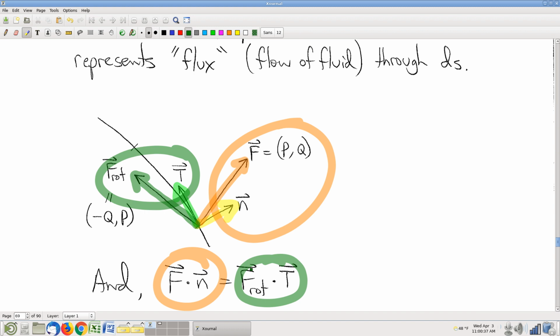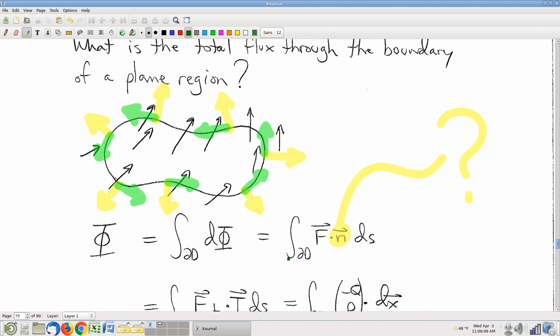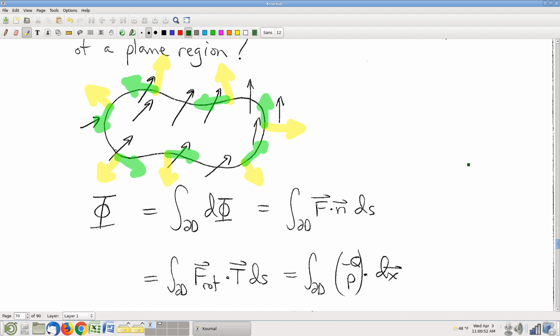And so where I have f dot n on the next page, I can just replace that with this rotated f dot t. And so that's what we do here. I'm going to take this f dot n, rewrite it as rotated f dot t, and it's all downhill from here. Everything's worked out very nicely. Don't forget we have a formula for this rotated f, negative q comma p, right from the previous page. Our old friend t ds is the dx vector, so that's just a notational alternative.